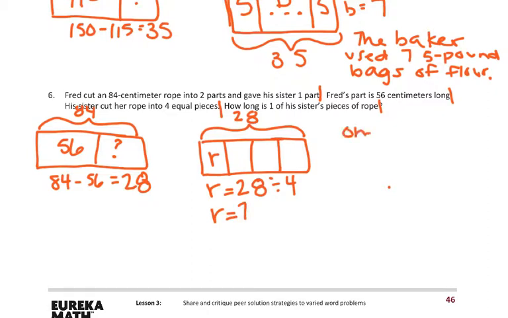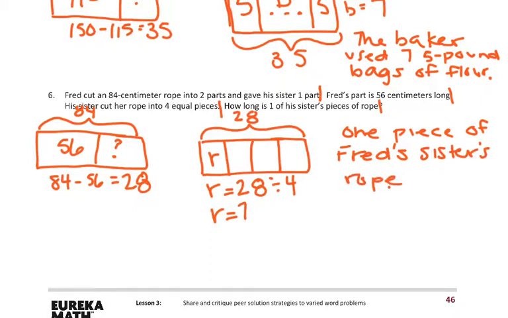So 1 piece of Fred's sister's rope is 7 centimeters long.